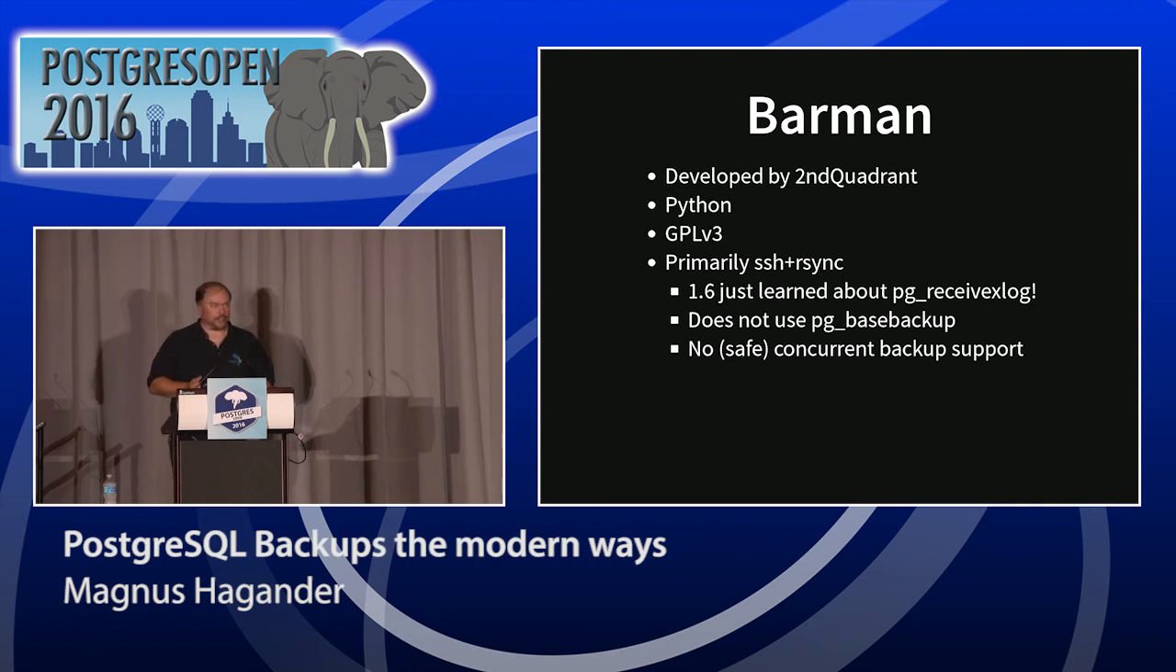1.6, which was out earlier this year, actually just learned about using PG receive xlog to build the log archive. So you can use that. It will still use SSH and rsync to do the base backups. So it does not have the ability to use PG base backup as an option. I think they're working on it, but it's not there yet.